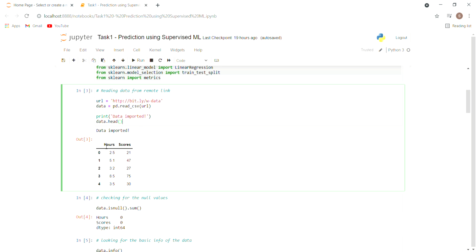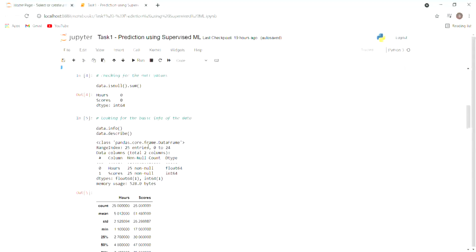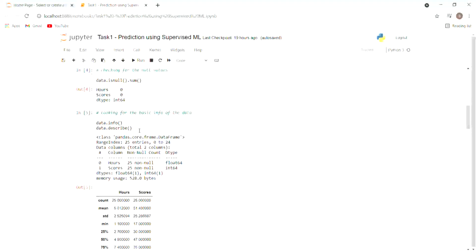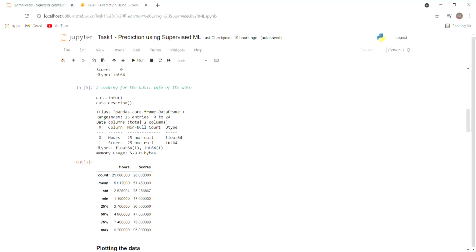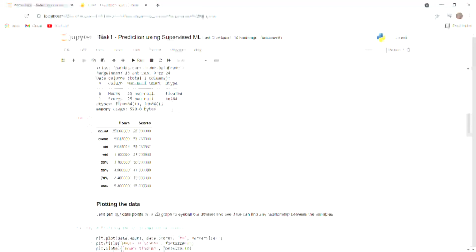We see that there are only two columns, which are hours and scores, and next I have checked for the null values. Here we can see that there are no null values present in the data, so we can go ahead and look for some more basic information of the data, like count, mean, standard deviation, minimum and maximum, data type of the data, and so on.